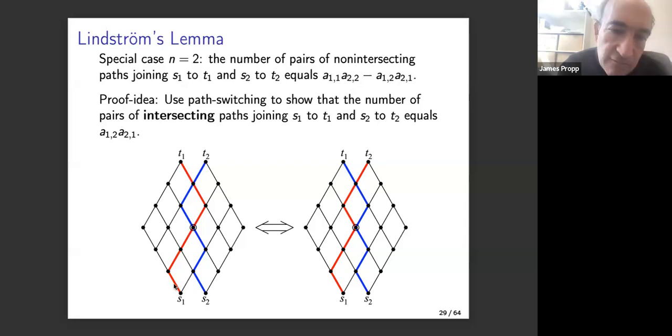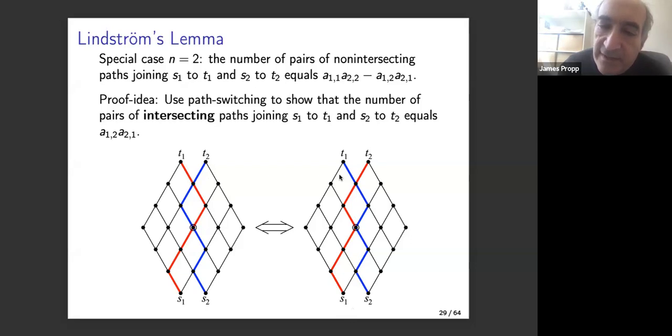Well, let's look at a red path here from S1 to T1 and a blue path here from S2 to T2 that intersect. Let's find the first point of intersection. So there's a place where they intersect. And what we're going to do is take all those blue edges from that point in the path and recolor them red, and all the red edges from there to T1 and recolor them blue. What do we get now? Now we get a red path from S1 to T2 and a blue path from S2 to T1.